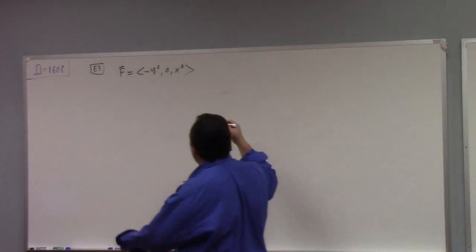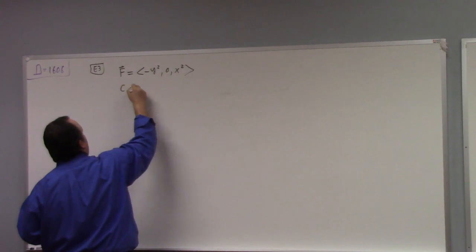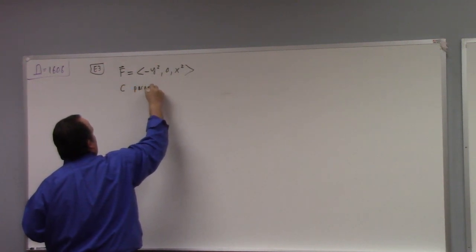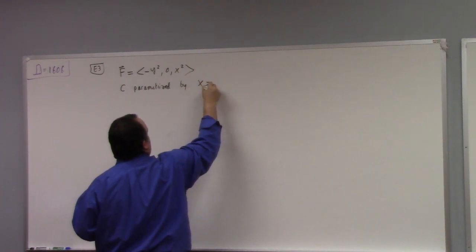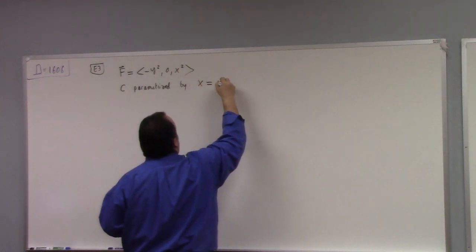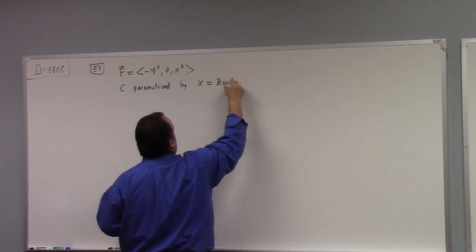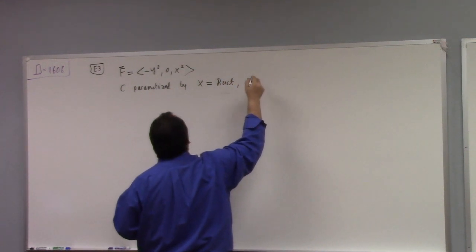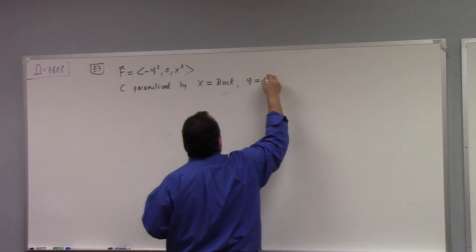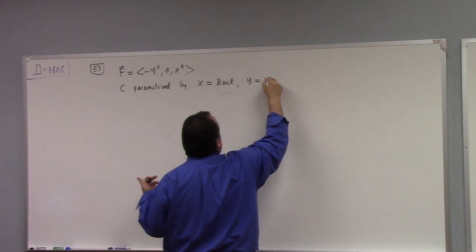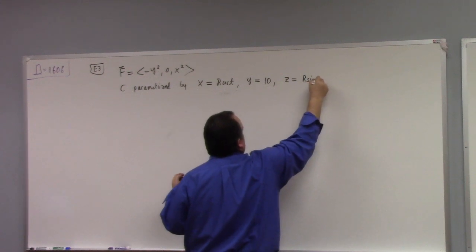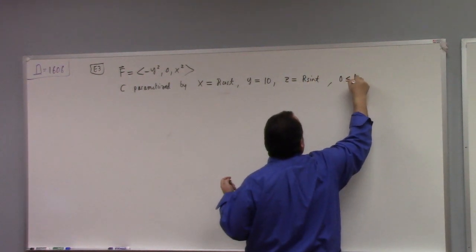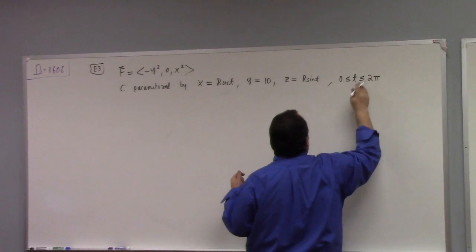Let's see here. I will consider C parametrized by x equal to r cosine t, y equal to 10, z equal to r sine t, for 0 less than or equal to t less than or equal to 2 pi.